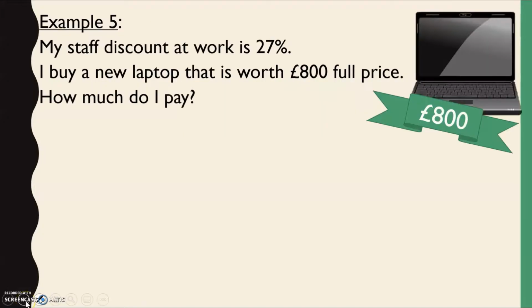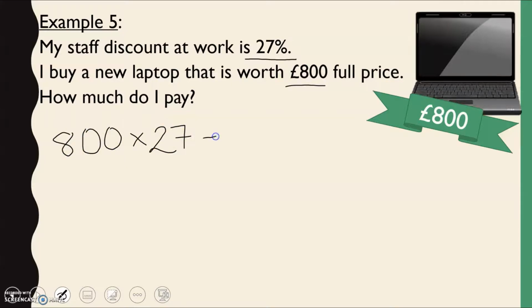And our last example for today then. So my staff discount at work is 27%. I can buy a new laptop that is worth £800 full price. So how much do I pay? Well, really what I'm going to have to do then is find 27% off my 800. So we're doing 800 times by 27, divide by 100, and when I put that into my calculator, I get 216.